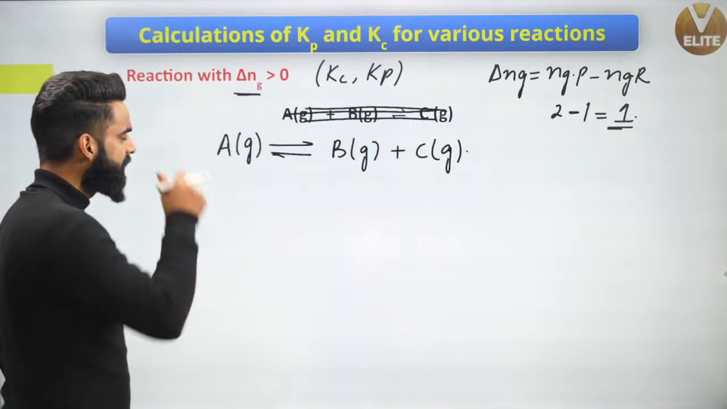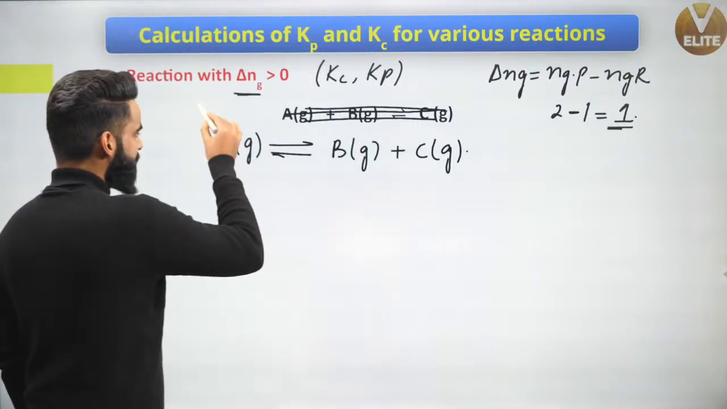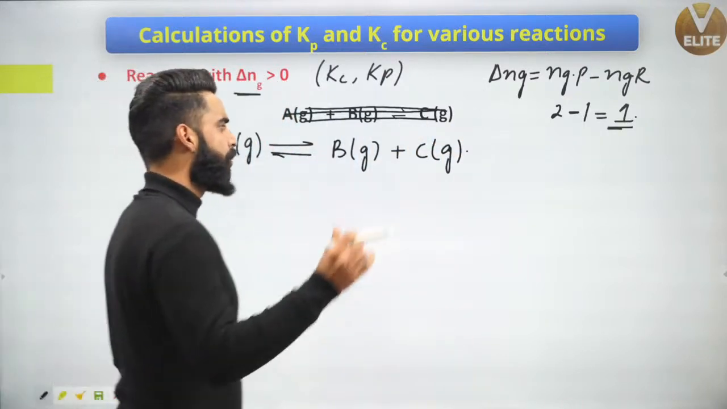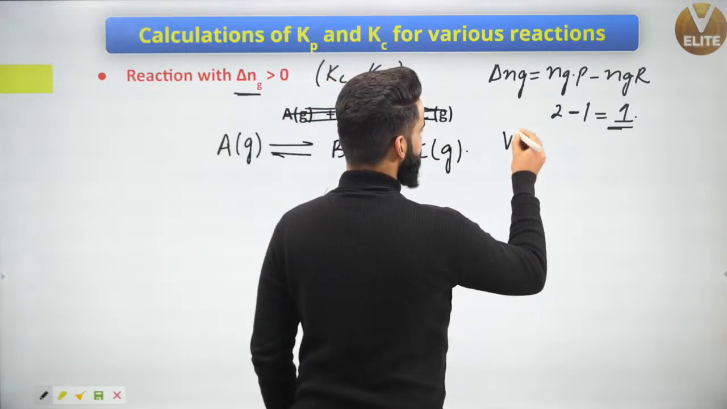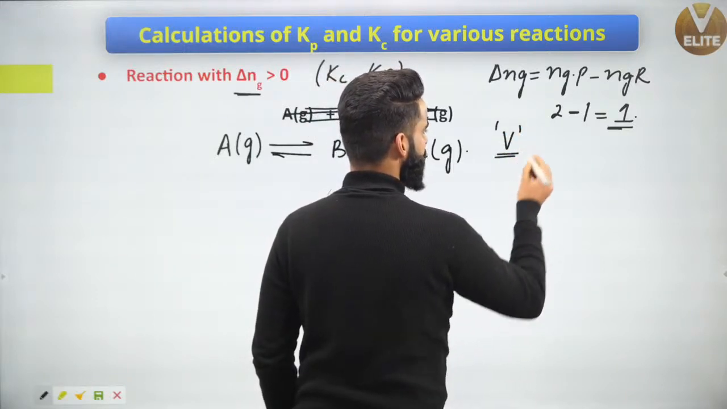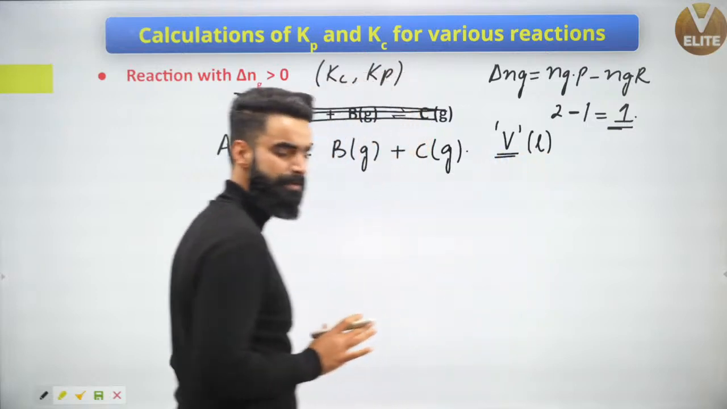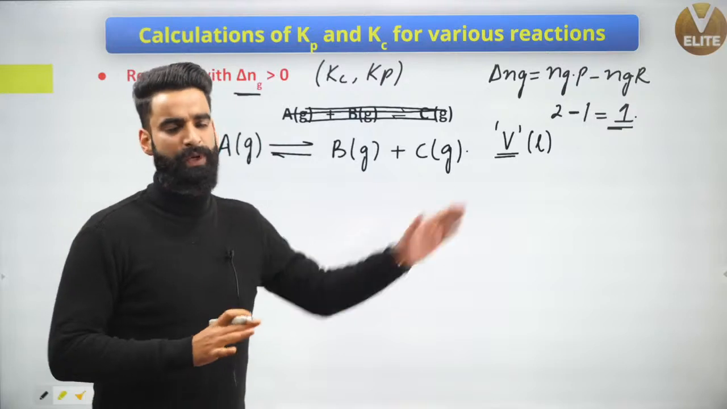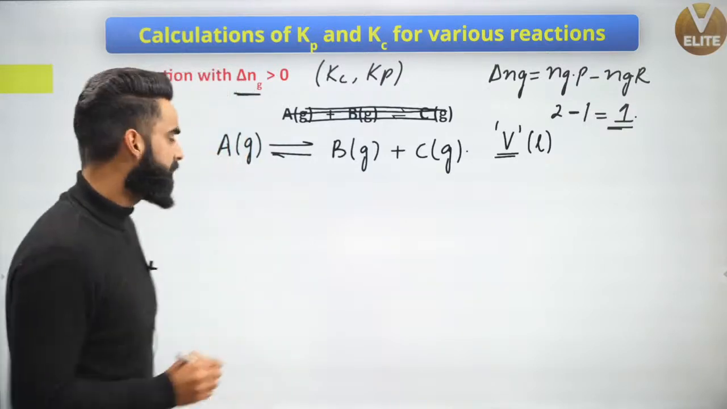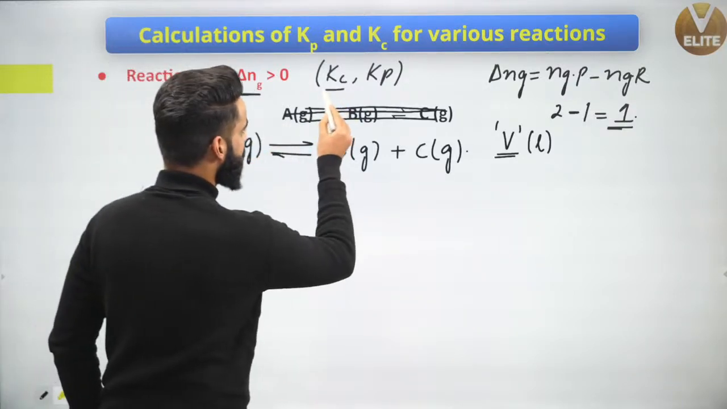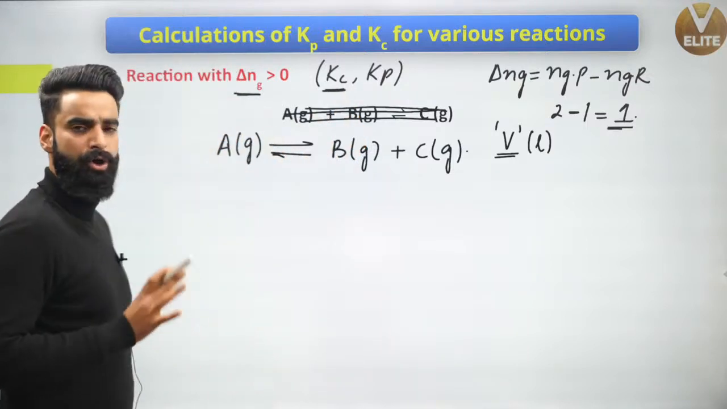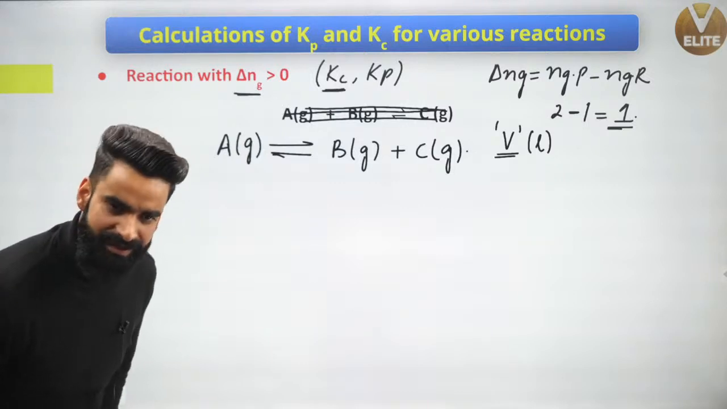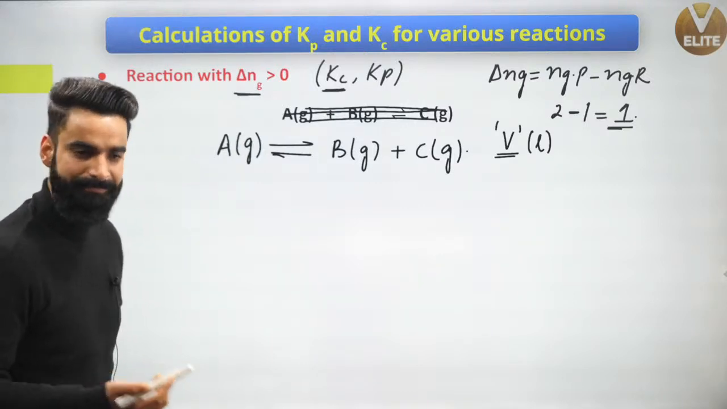Now guys, have a look. For example, this reaction is taking place in some container whose volume is, for example, V liters, okay? Right? So I can say volume of the system right here is V liters, correct? Now people, first of all, I'm going to show you how to calculate Kc value over here for the reaction whose delta Ng is going to be greater than 0.